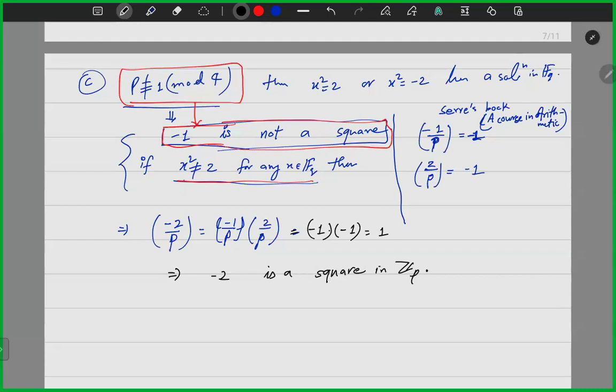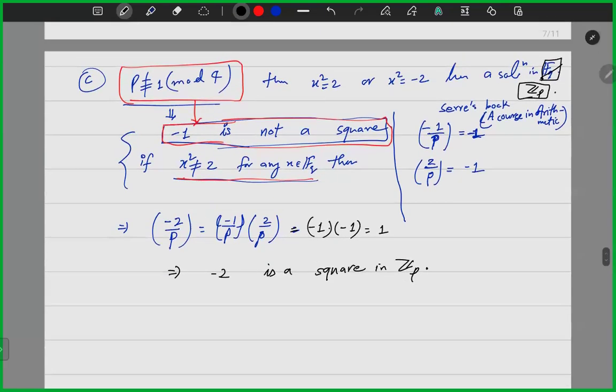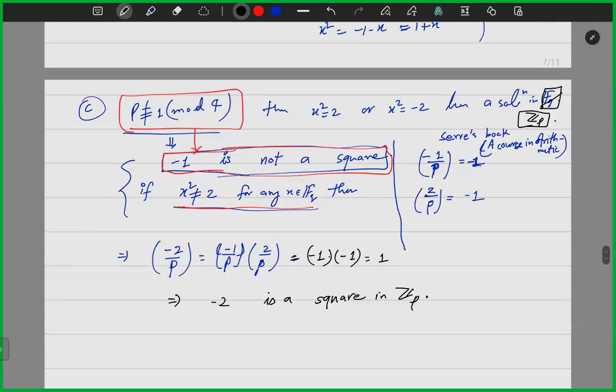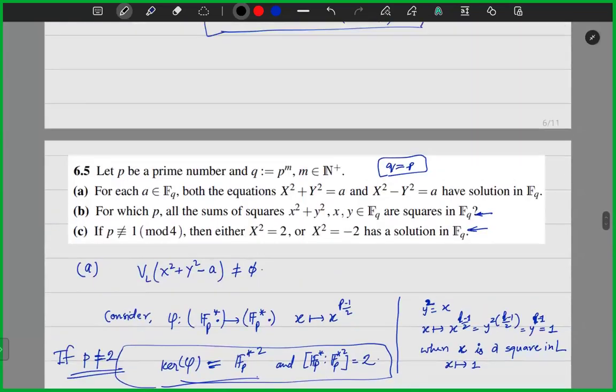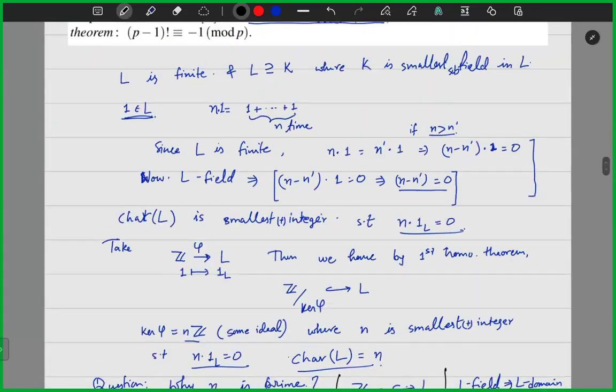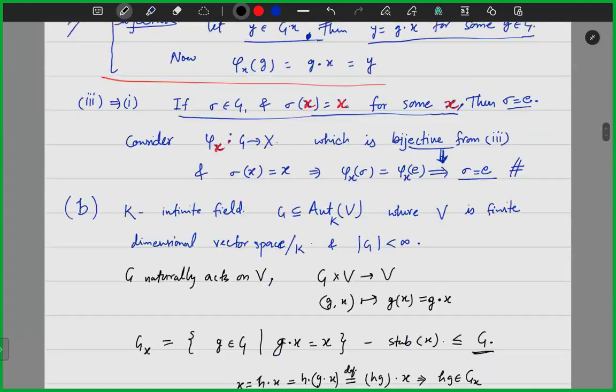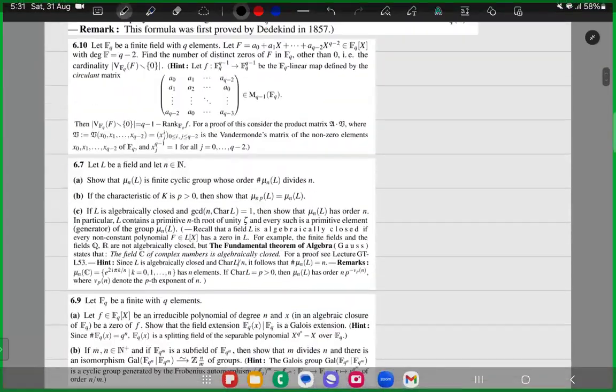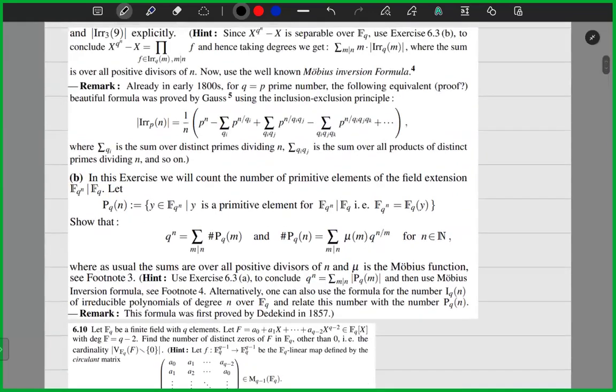Okay. This proof is not for FQ. I'm just writing it for ZP. For a general proof, look in some book or ask in the doubt session or ask the professor. Okay, so let's see other parts. Still we have time, so we can solve some more questions.